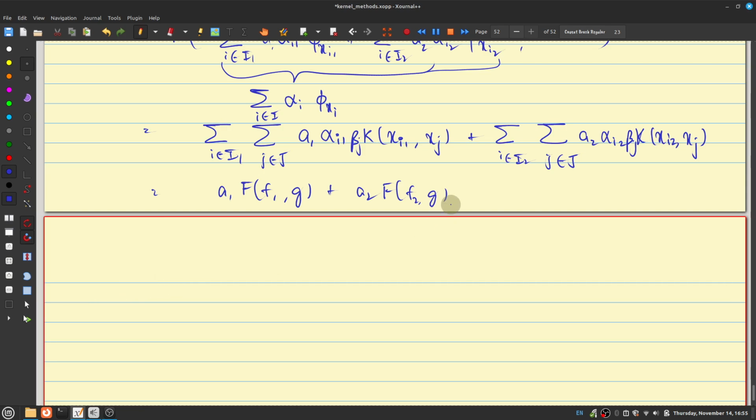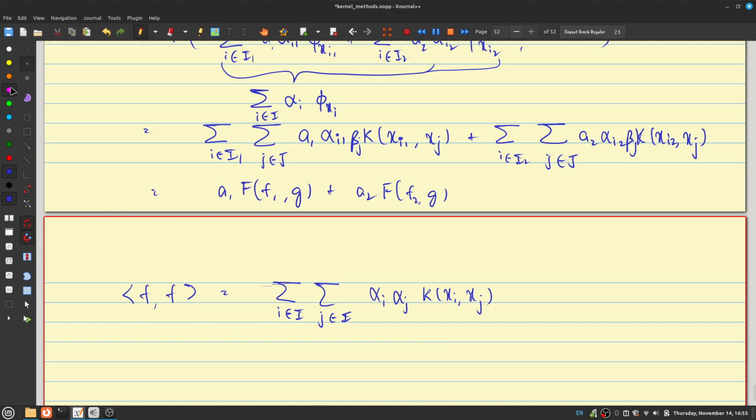So that's two properties done. I'm going to prove a third property. Let's look at the inner product between f and itself. This is just the summation over i in I, summation over j in I, alpha_i alpha_j k(x_i, x_j).